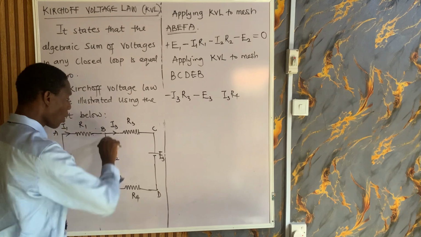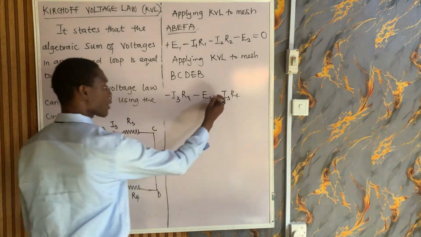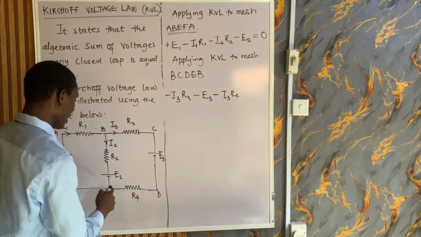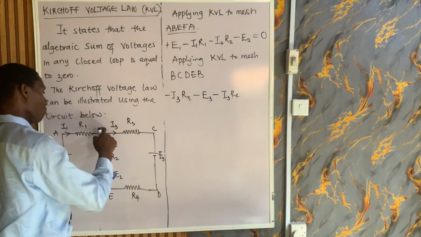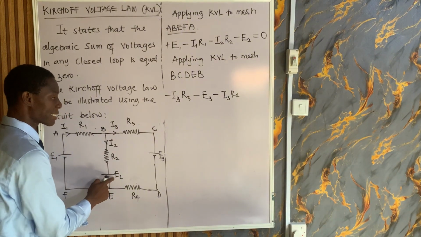So I'm going from D to E. Why will this current also go in the same manner? So it's going to be negative. Then it's now going to remain from E to B.